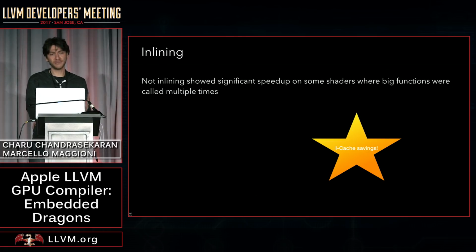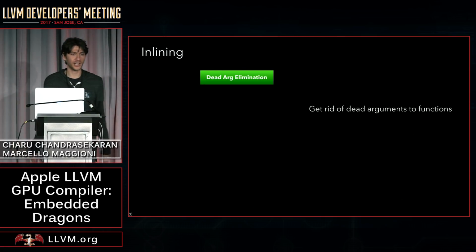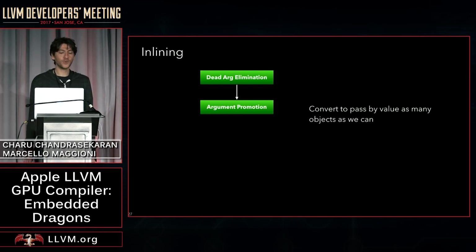So let's see how we do our inlining. So first we run dead argument elimination because we want to get rid of all the dead arguments that could be generated, for example, by automatic tools that generate the code. We sometimes see some of those, or even maybe bad programming practices. And then we do argument promotion.